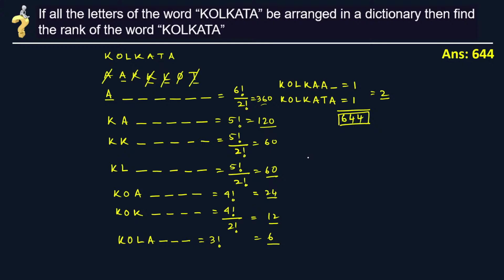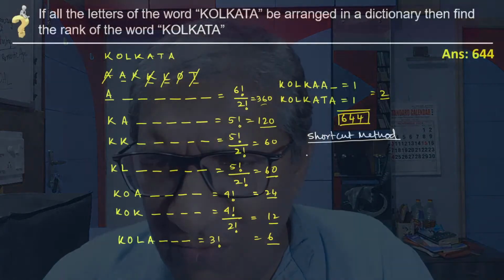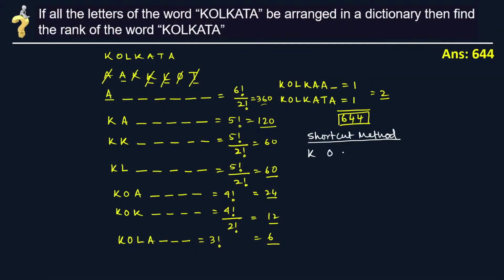Now I am going to solve the same sum by shortcut method. Okay? So see the shortcut. This shortcut method will be applied for any word when you have to find out the rank of that word, but when alphabets are repeated, in that case. What you will write? You simply write Kolkata.